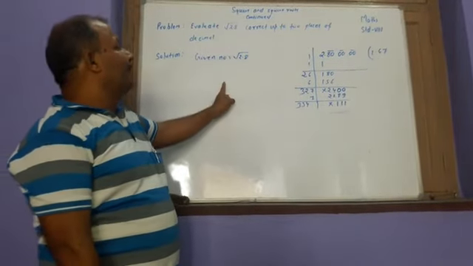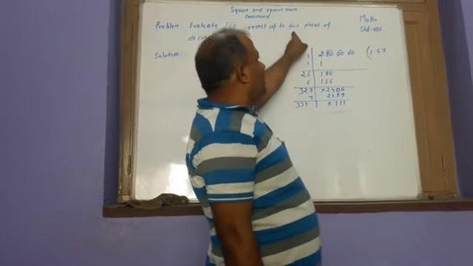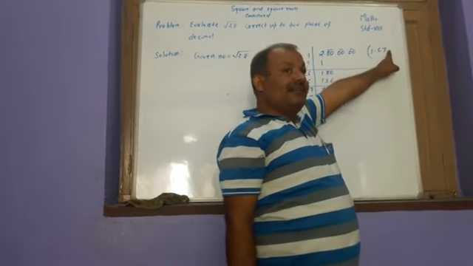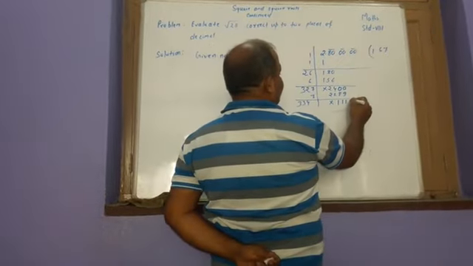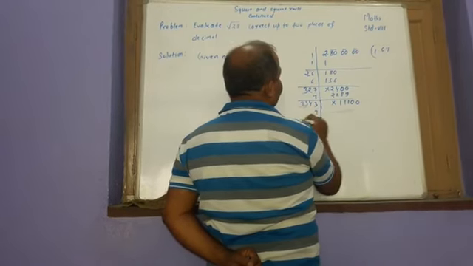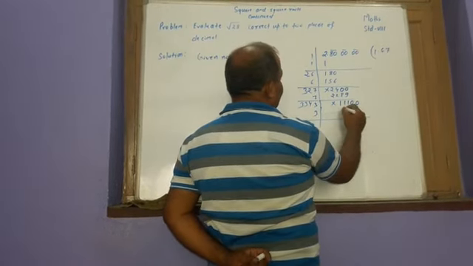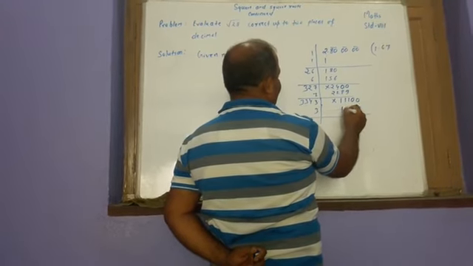But if we have to find correct up to 2 places of decimal, then we must find the third digit also. The next pair will be 0 0. Now we will take 3. 3 3s are 9, 3 4s are 12, 3 3s are 9, 1 is 10.